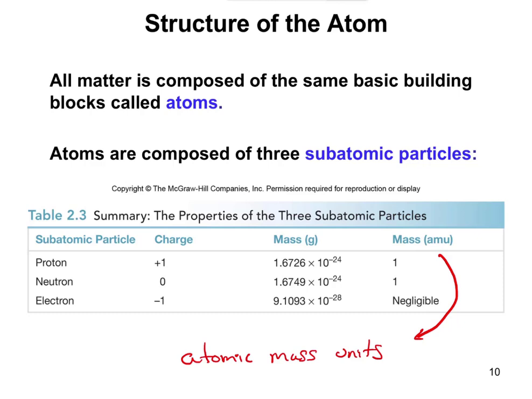Now, if we go down to the electron, you can see here it has a mass of 9.1093 times 10 to the -28 grams. So this means it's much smaller in mass than either a proton or a neutron. Remember, with a negative exponent, the larger the negative exponent, the smaller the number is. So an electron is about 1,000 times smaller than a neutron. So we say its mass is negligible.